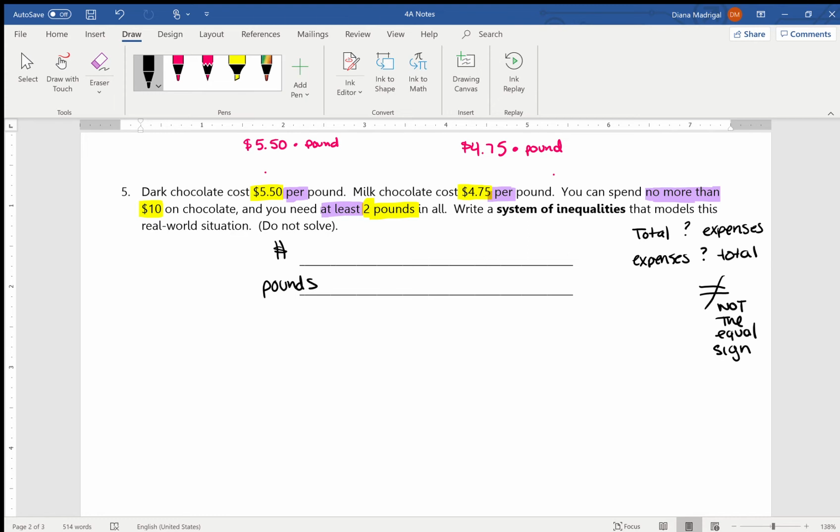All right, let's work with the first one. And I'm actually going to be writing this as expenses first and the total on the right side. Again, you can write it wherever you want. Doesn't matter. All right, I'm going to write the expenses. Well, I know it's saying dark chocolate costs $5.50 per pound. That means that I'm going to be using the variable x for, and again, these are my variables, so every time they're asking you what is a variable, you have to describe it. I'm going to use x for pounds of dark chocolate.